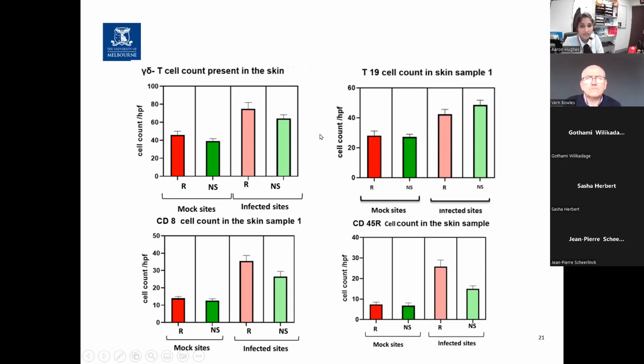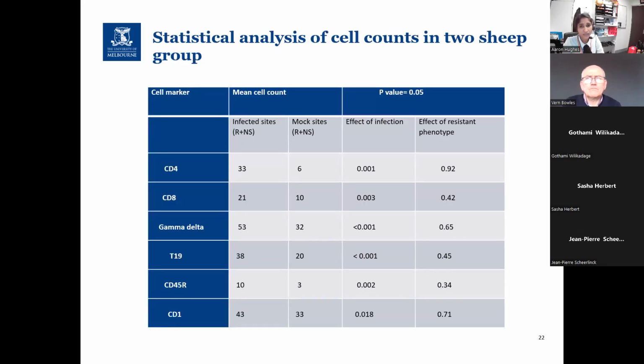To confirm these results, I have used a statistical test. Here I used a linear mixed model with restricted maximum likelihood method. In the second column, you see the mean cell count of the infected sites. In the third column, you can find the mean cell count of the mock site. In the fourth column, you see the effect of the infection, and in the last column, you can see the effect of the resistant phenotype.